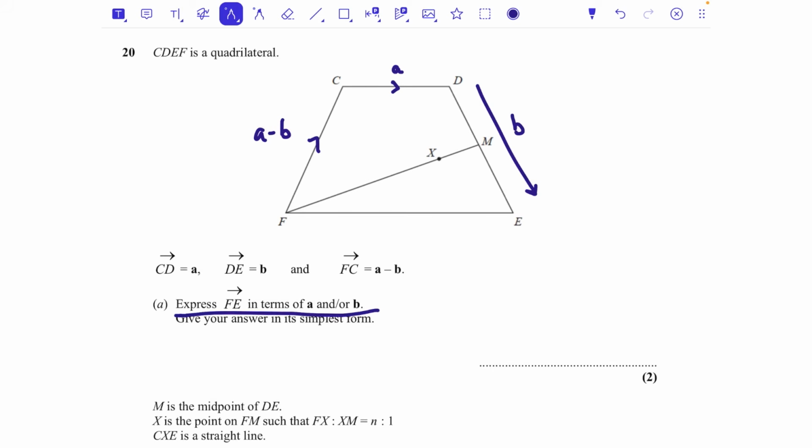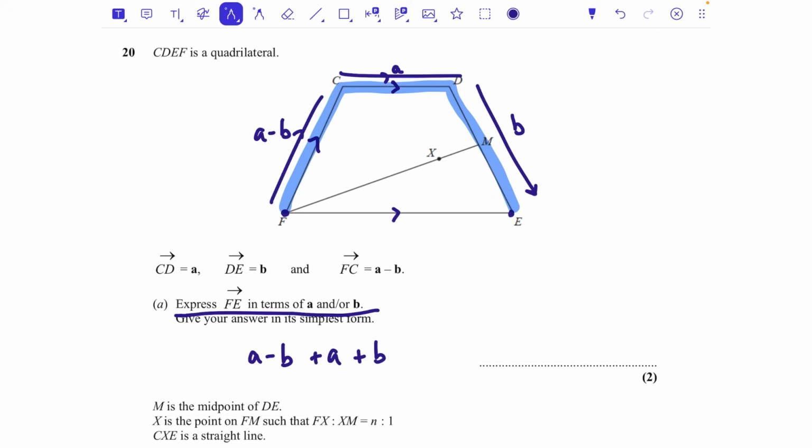Express F, E in terms of A and B. So we've got to get from F to E. Now, we don't know how long this is. We've got nothing here, but I do know that we can just go round. So if I want to get from F to E, I'm going to go up here, along here, and down here because I have all three of those vectors. So I know it's going to be A minus B because I'm going up here first. Then it's going to be add A because I'm going along there. And then add B. All the arrows were going in the right direction. And then we just need to collect like terms. So I've got 2A in total, and then the minus B and the plus B just makes 0. So 2A. So we can pop that up there as well.